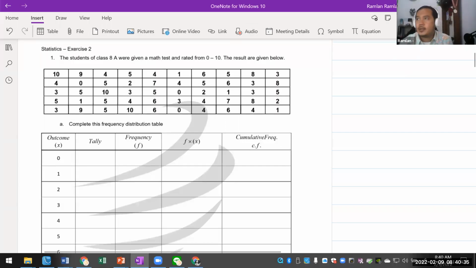Okay, so for this topic, it's just repeating what we have learned before about statistics. We're going to do a lot of calculations such as finding the mean, median, mode. But you're going to do this by organizing the raw data first.